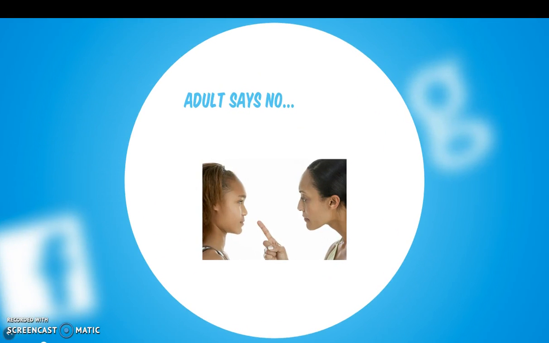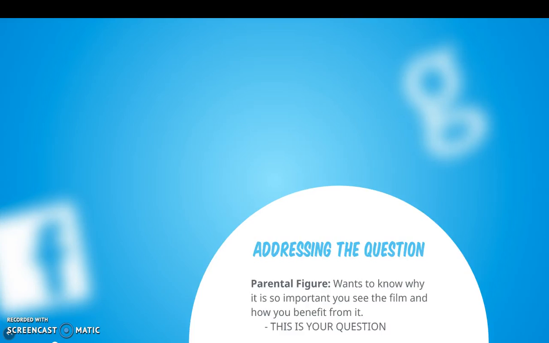In this video, we'll be using an example. Say you want to go see a new movie that's come out, but your parent figure says no, they think the content is inappropriate. So you have to go out and do the research and report back as to why you should see the movie. We'll be referencing a new film called Lady Bird.